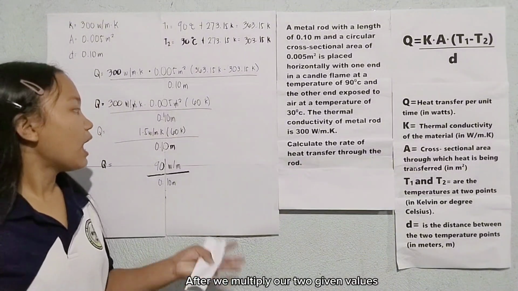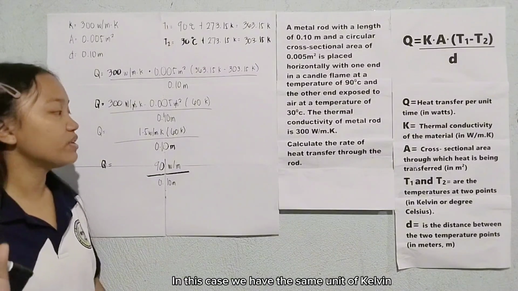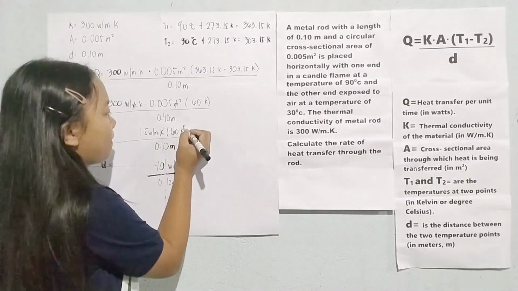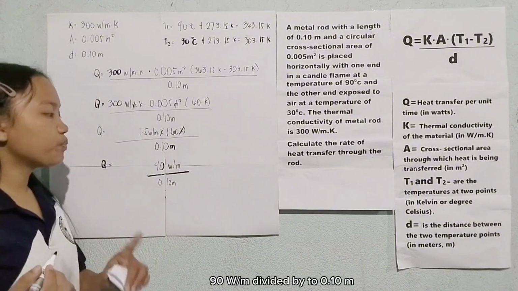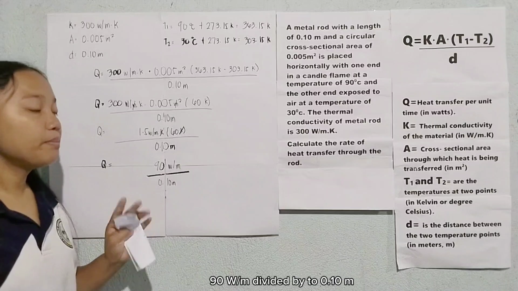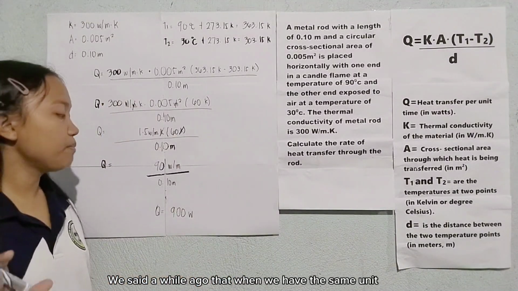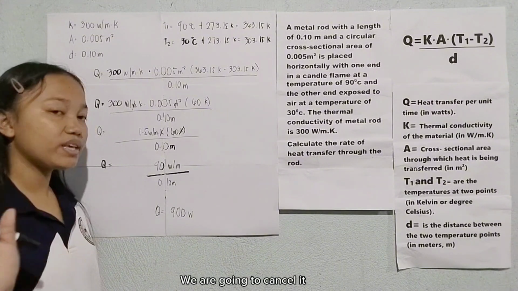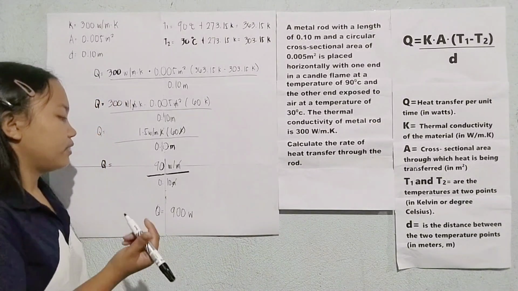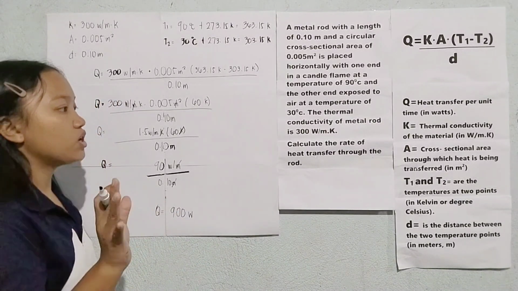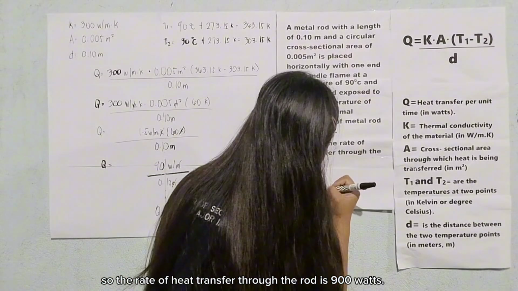After we multiply our two given values, we are going to cancel out the same unit. In this case, we have the same unit of Kelvin. So we have 90 watts per meter. 90 watts per meter divided by 0.10 meter, we said a while ago that when we have the same unit, we are going to cancel it. In this case, we are going to cancel the meter. So we have 900 watts. So the rate of heat transfer through the rod is 900 watts.